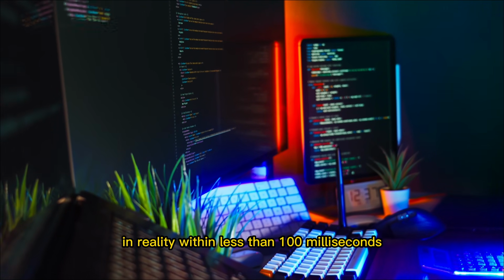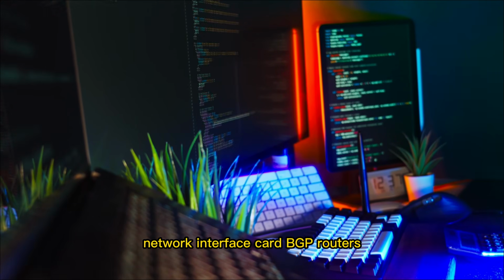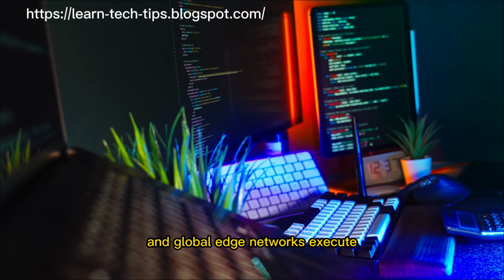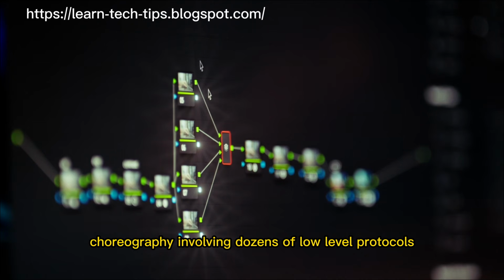In reality, within less than 100 milliseconds, your operating system kernel, network interface card, BGP routers, TLS cryptographic primitives, and global edge networks execute a synchronized choreography involving dozens of low-level protocols.